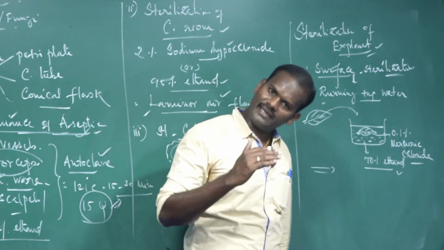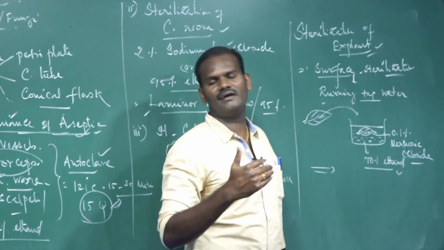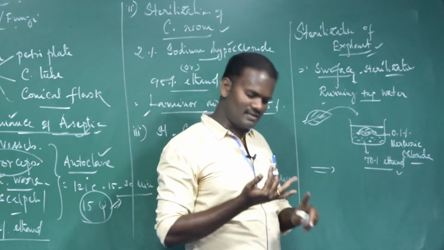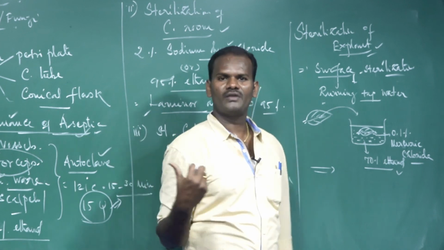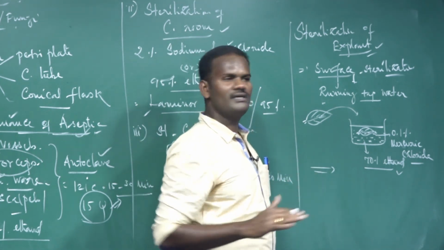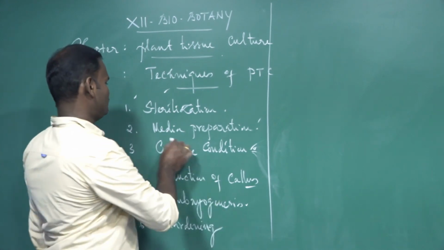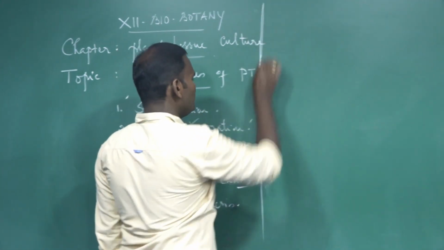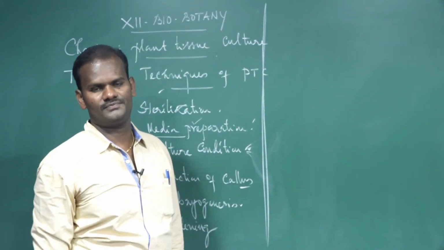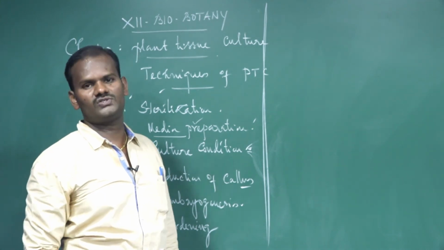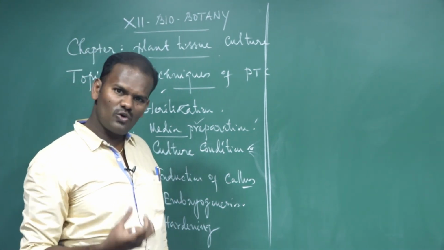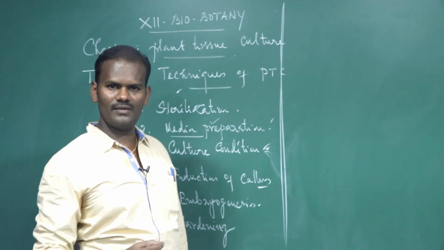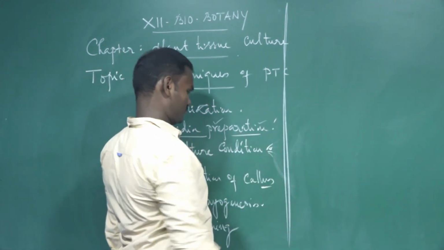Sterilization is a technique that you employ to kill microbes such as bacteria and fungi present in the culture vessels, culture medium, explant, culture room and laminar airflow chambers. Everything should be sterilized. The second step is medium preparation. What is called media? It is nothing but culture media. They contain a lot of minerals, vitamins and plant growth regulators that are essential to induce callus formation in plant tissue culture.